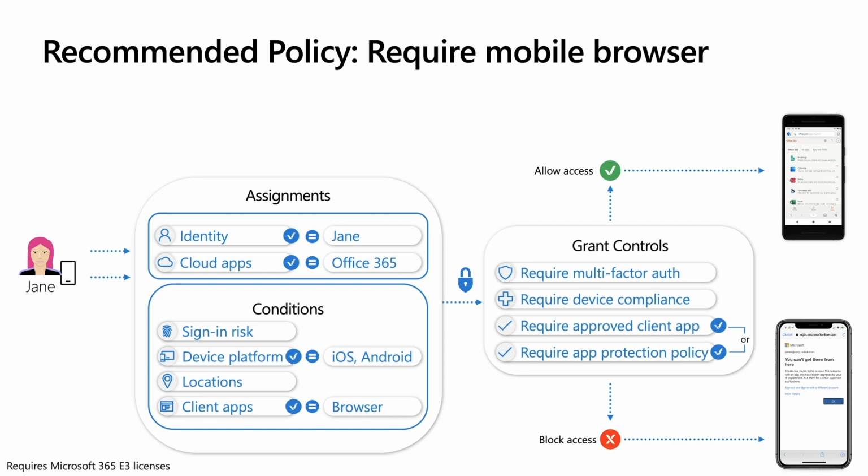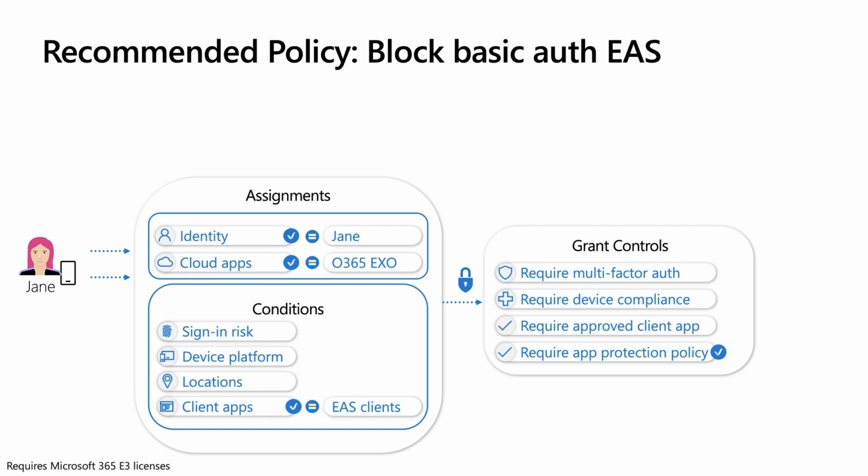But we're not finished there. While these preceding policies all address desktop and mobile device-based scenarios for modern authentication-capable clients, we haven't addressed how we block legacy authentication. And so the next two policies will focus on that. The first is being block basic auth Exchange ActiveSync. In this case, we're going to target our users. And from a cloud app perspective, we have two options. We could target Office 365 Exchange Online or target Office 365.